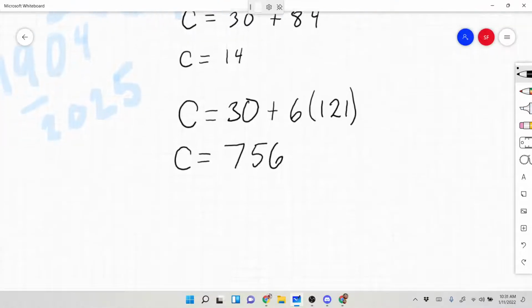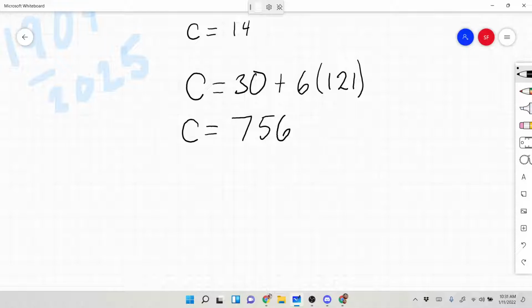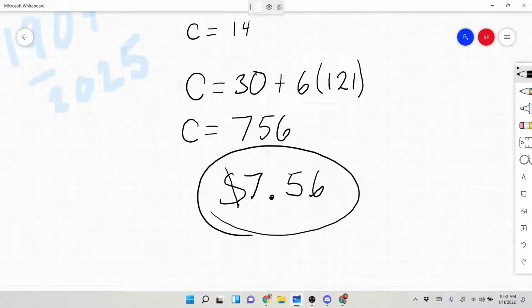Now, we don't write money in cents, right? We write it in dollars. So how would we convert this cents to dollars? 7.56. Yeah, so we're going to move that decimal place over a couple times. So $7.56. No, it's just 756 cents. It is 756 cents, but we don't write money that way.